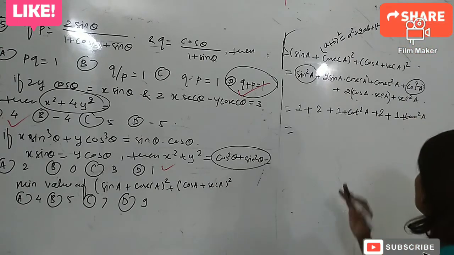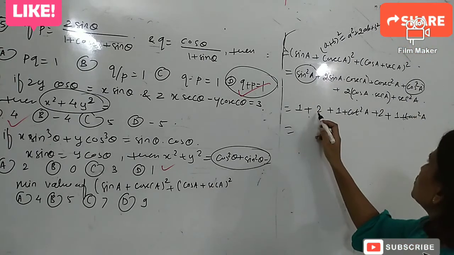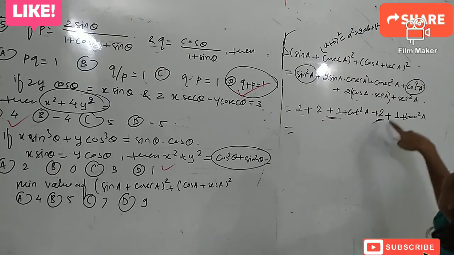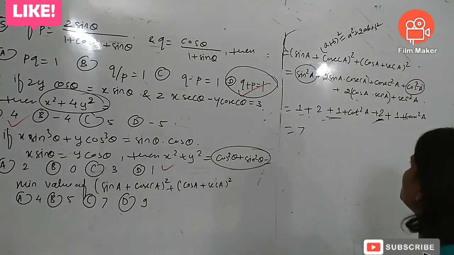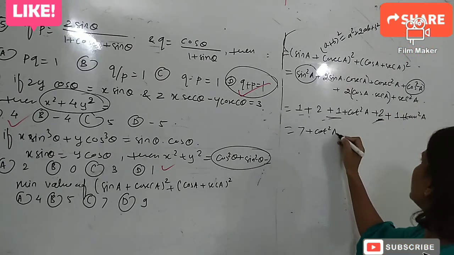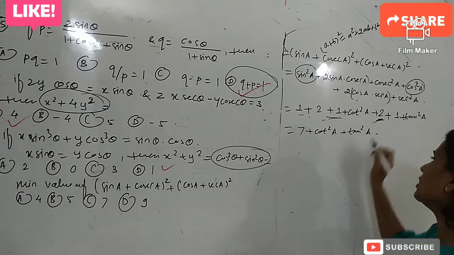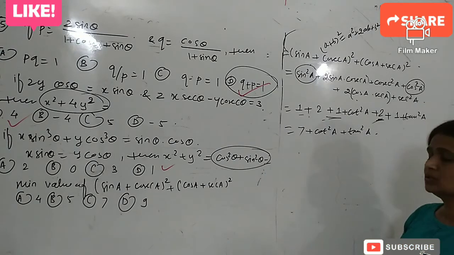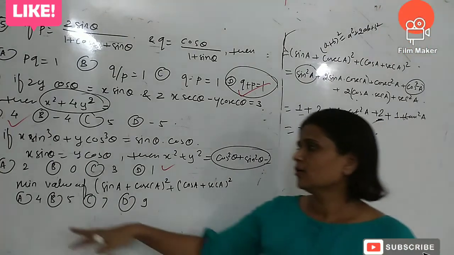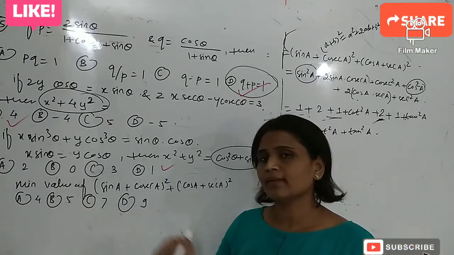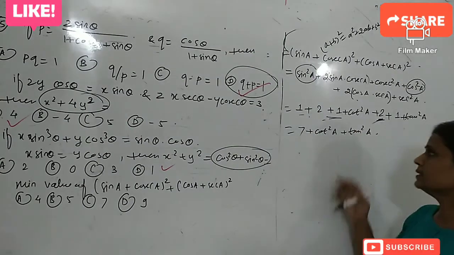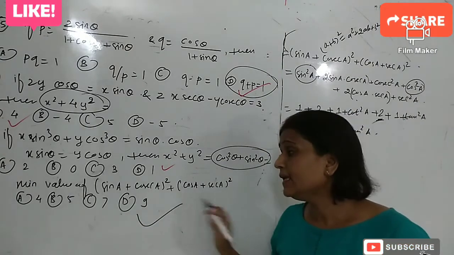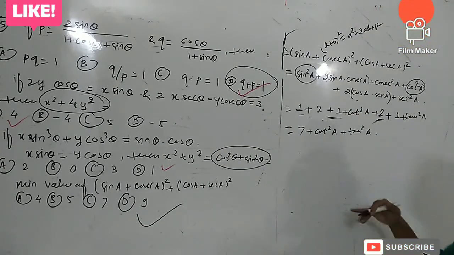Okay, so just do the addition of this number. So this is 4, 6 and 7. Okay, so total addition is 7 plus cot square A plus tan square A. So this is final expression I got here, but what should be the correct option? So options are 4, 5, 7 and 9. So this value is 7 plus value. So you can go with this D option, or either you can solve this one more step.